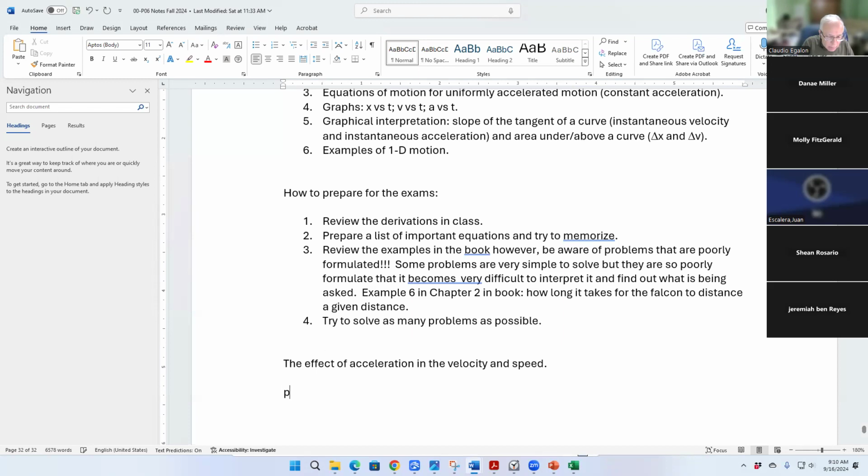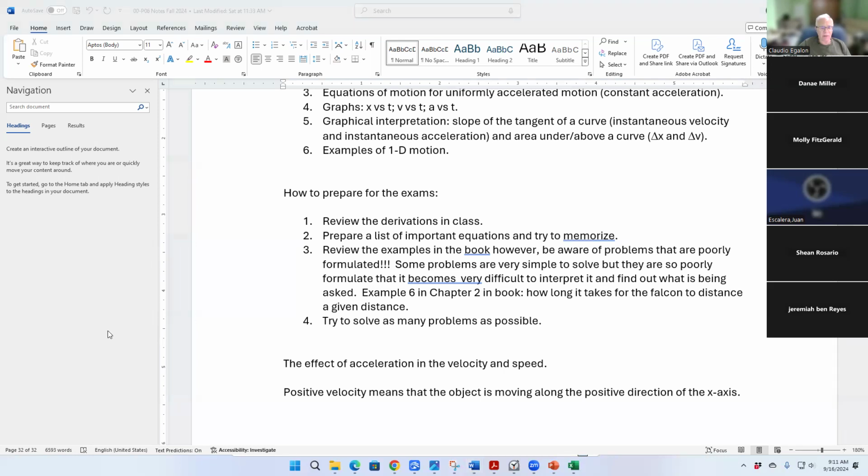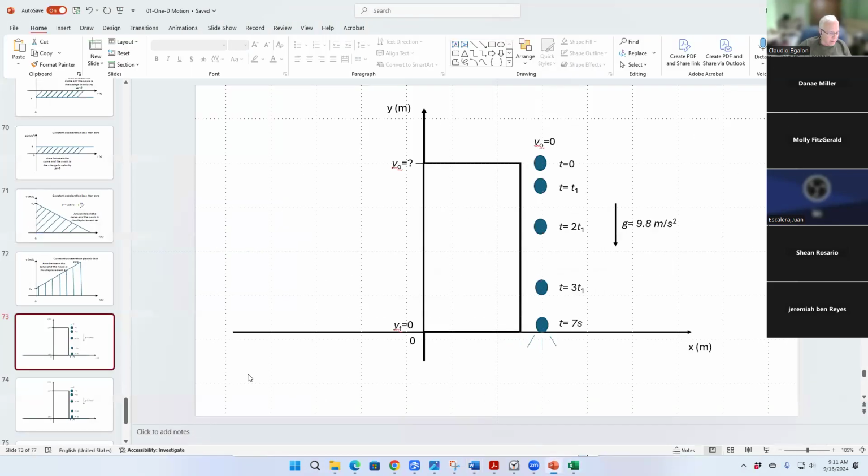Just remember that positive velocity means that the object is moving along the positive direction of, let's say, the x-axis. We're talking about 1D motion, right? That's what positive velocity means. Okay, negative velocity means that the object is moving along the negative direction of the x-axis. So let's illustrate that in the axis here.